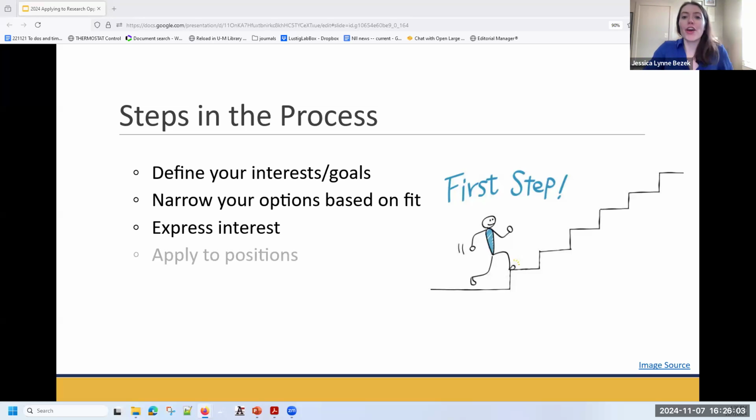Okay, great. So there are a couple different steps. We're going to go through each of these in depth. They're going to include defining your interests or goals, narrowing your options based on what will fit your interests, expressing interest to the people who are running those research programs or labs, and then finally actually applying.